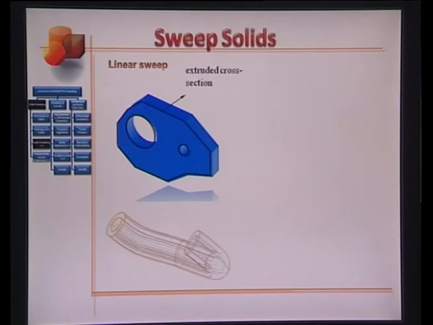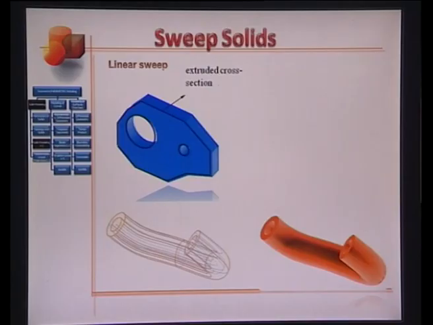Alternatively, one can sweep a cross section, in this case, for example, two circles here along a nonlinear path in the third dimension. This is how the solid looks. This is called the nonlinear sweep operation. Both linear and nonlinear sweep are categorized into translational sweep operations. They are translational sweep solids.